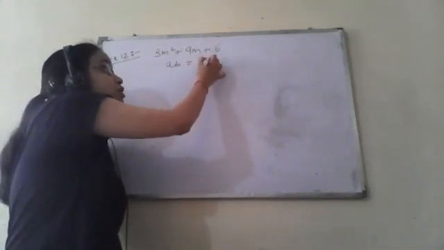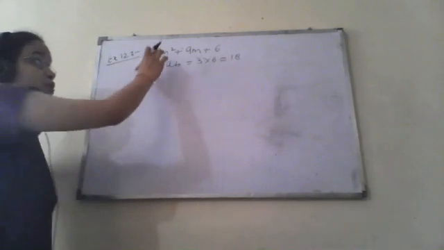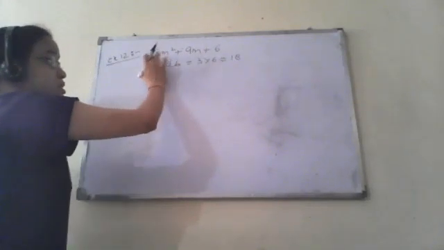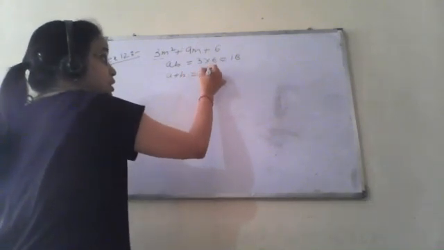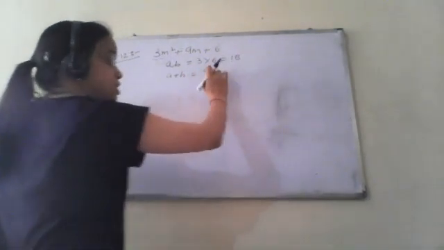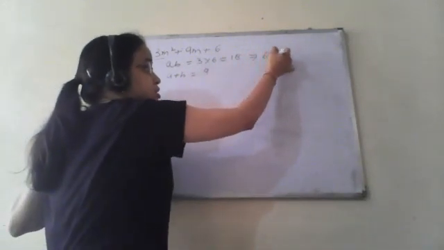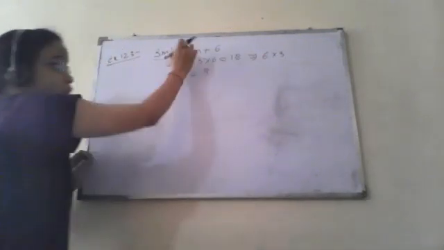So the a into b value will be 18. Clear? When we are looking at such questions, the multiplication of a and b has to be 18, and the value of a plus b will be the coefficient of m, that is 9. Now we have to factorize 18 in such a way that the product is 18 and the addition is 9. It is 6 into 3, which is 18, and 6 plus 3 will be 9. Now we have to split this term.